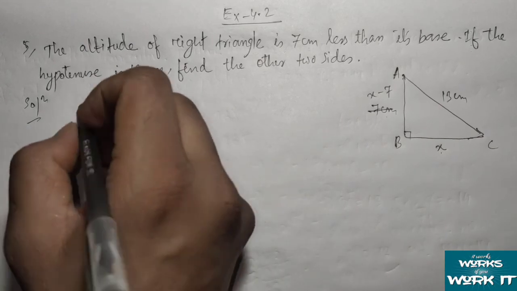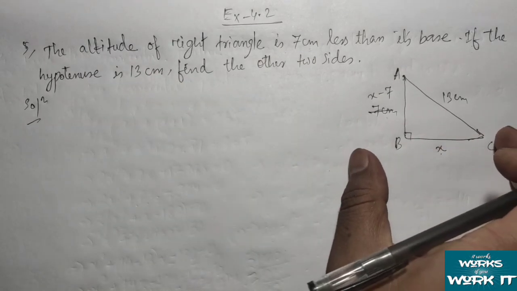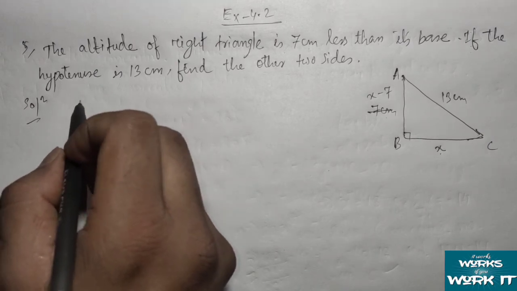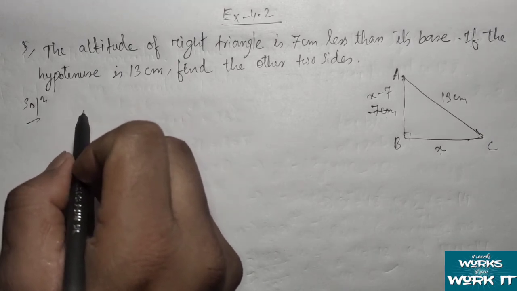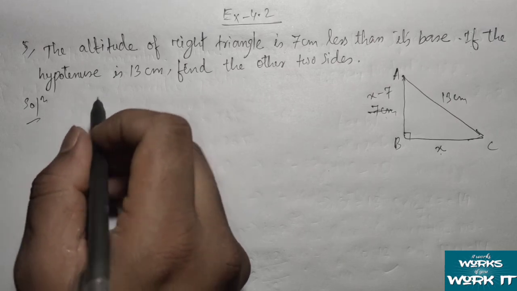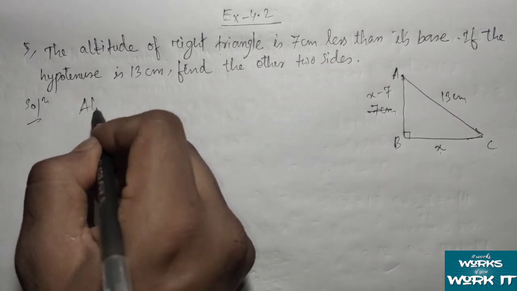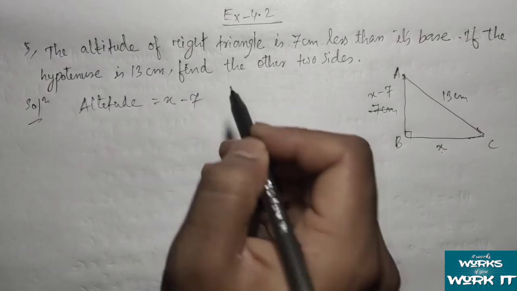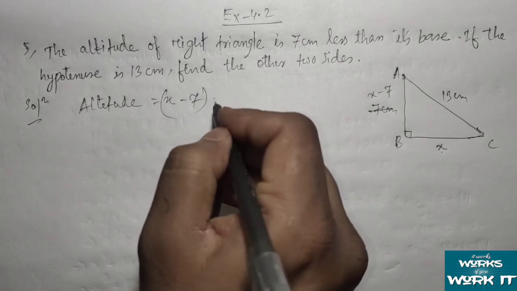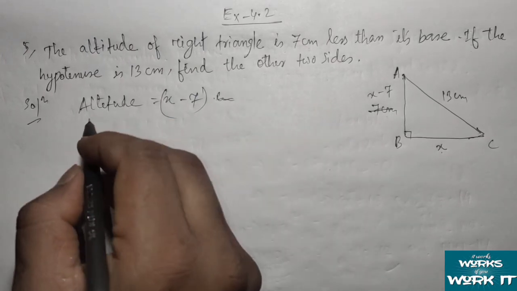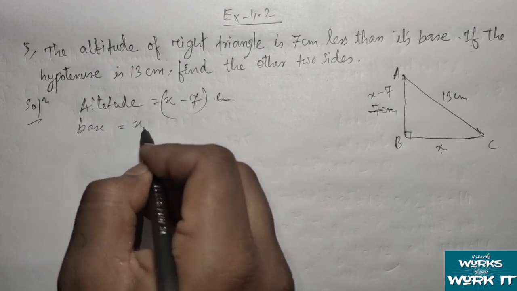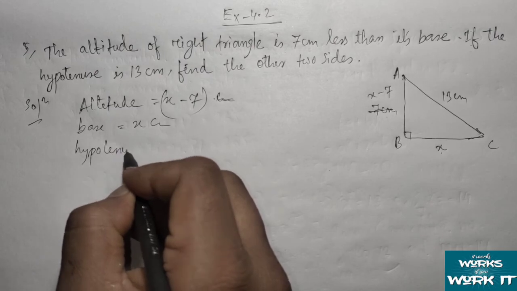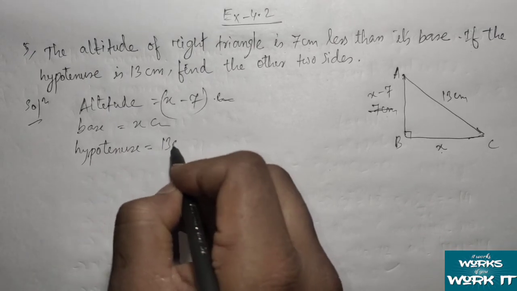So whatever things we need to take, I have written in the diagram. I will directly use the steps here, first we need to find the quadratic equation. Okay, so the altitude is already given here, that is x minus 7. Then the base we have taken as x centimeter, and then the hypotenuse is 13 centimeter.